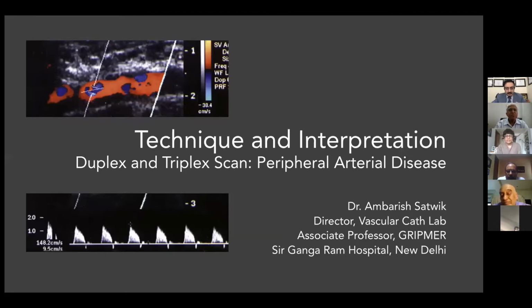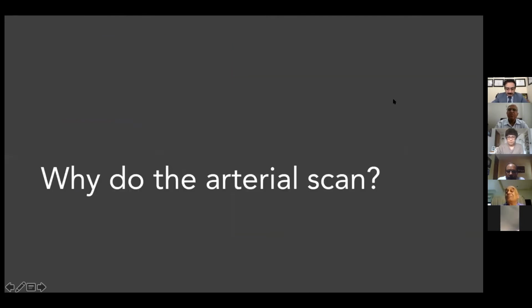I'm going to largely concentrate on interpretation because technique will require a completely separate didactic lecture demonstration. But if you'll allow me to proceed with a brief overview about the basics of the arterial scan. Why do the arterial scan, particularly for the extremities?